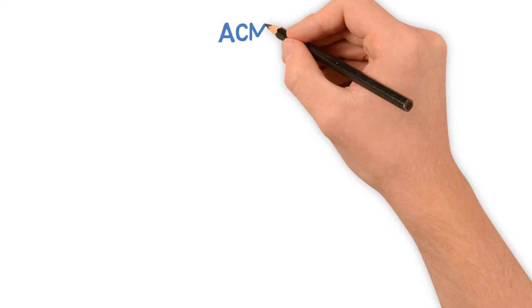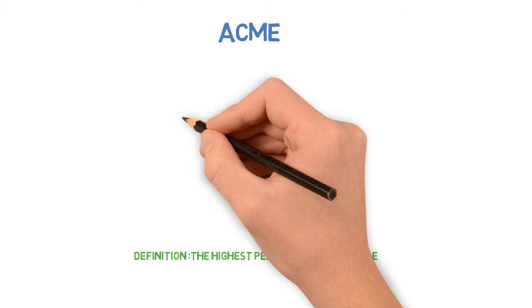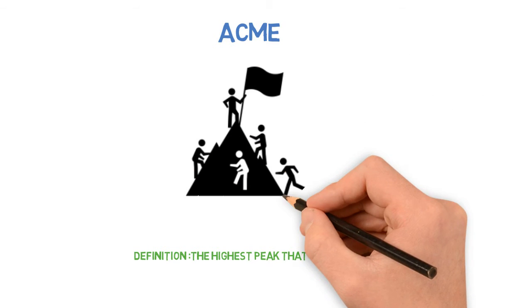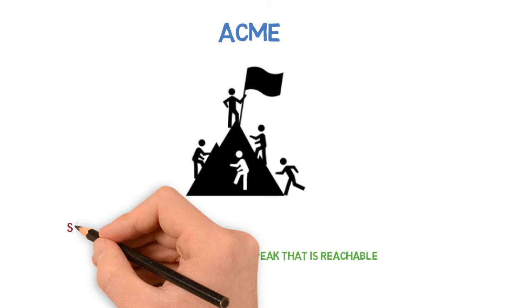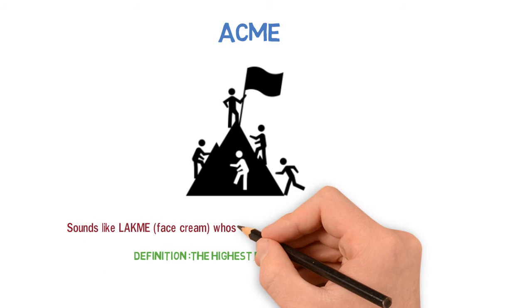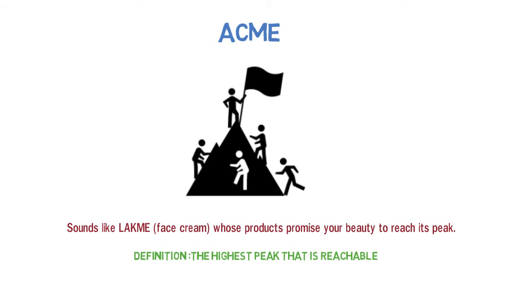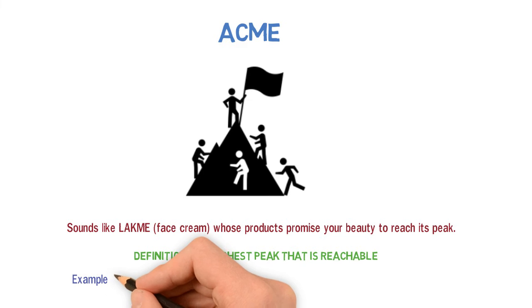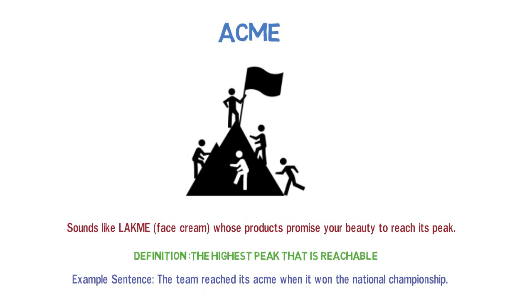Now the next one is acme. Definition of acme is the highest peak that is reachable. In that picture you can see there is a mountain and a person standing with a flag has reached the highest of its peak. The mnemonic which you can use here is it sounds like Lakme face cream, whose product promises your beauty to reach its peak. You can relate acme with Lakme, and Lakme assures you to reach its peak in terms of beauty. And the example sentence is: the team reached its acme when it won the national championship.